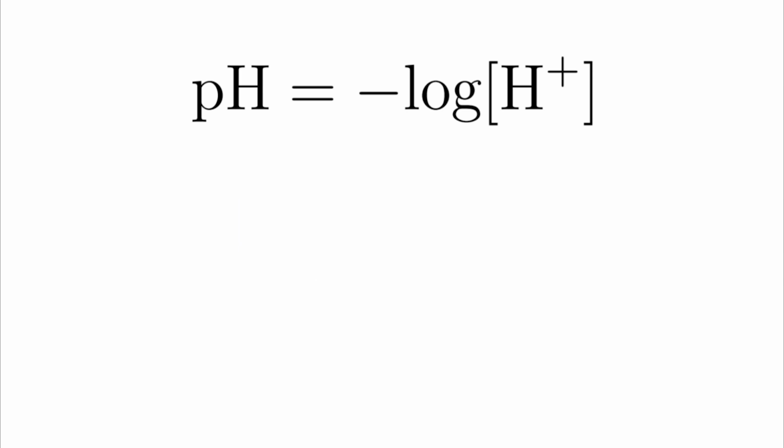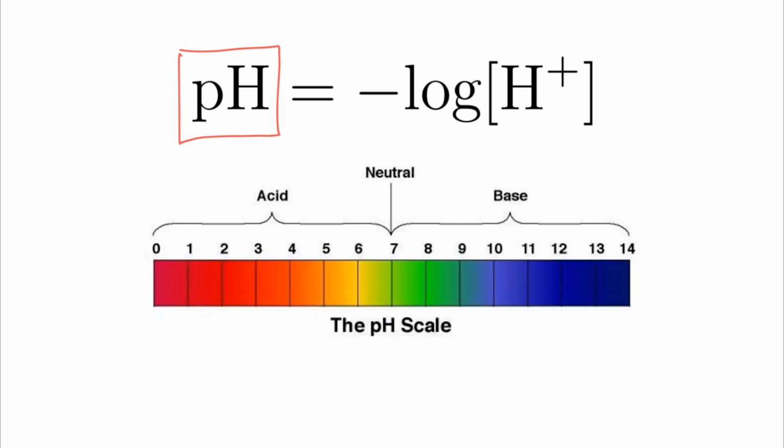Here we have the formula for pH. It is pH equals the negative log of the hydrogen ion concentration. And that probably looks like a little bit of gibberish to you, so I'm going to explain what each part is. First up is pH. pH is just a scale that's used to measure how acidic or basic a solution is. It ranges from 0 to 14, with 0 to 7 being acids and 7 to 14 being bases. 7 right in the middle is neutral.